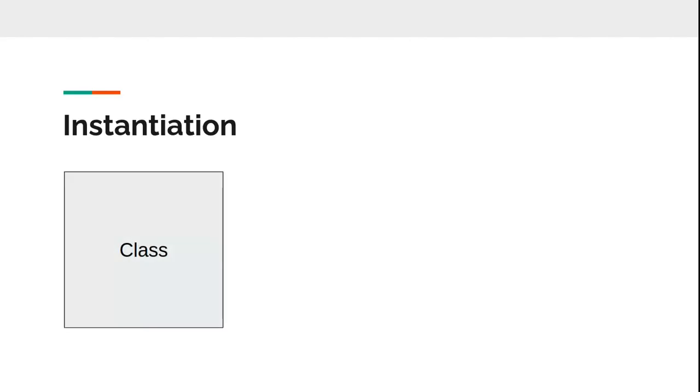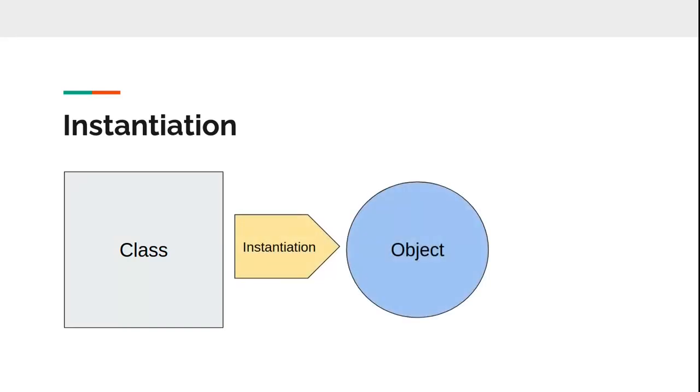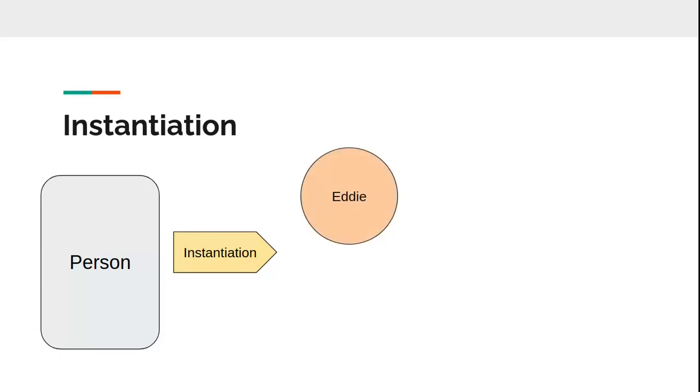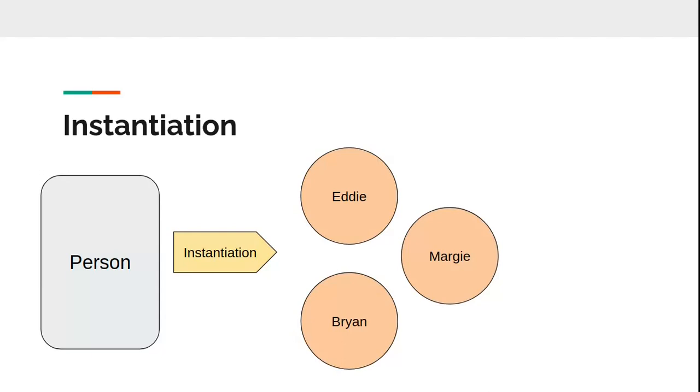Through the process of instantiation, from the blueprint of a class, we can output what is known as an object. So, for example, we have a class person and we put it into the process of instantiation, we can create an object which is a person named Eddie, or another person named Brian, or another person named Margie.